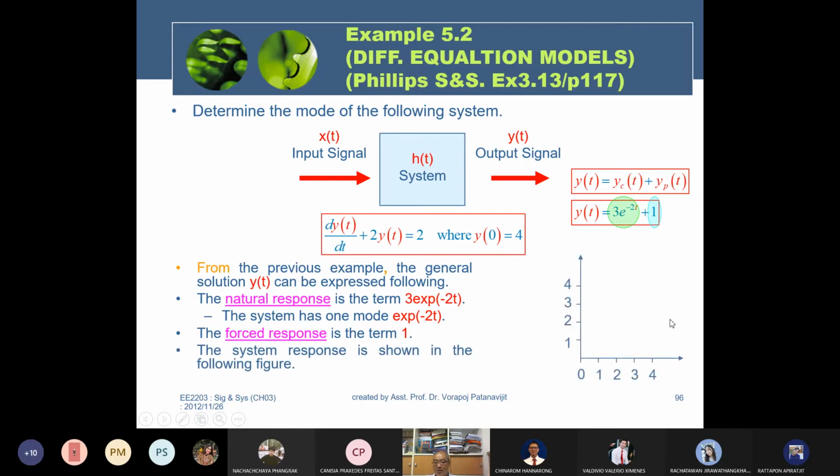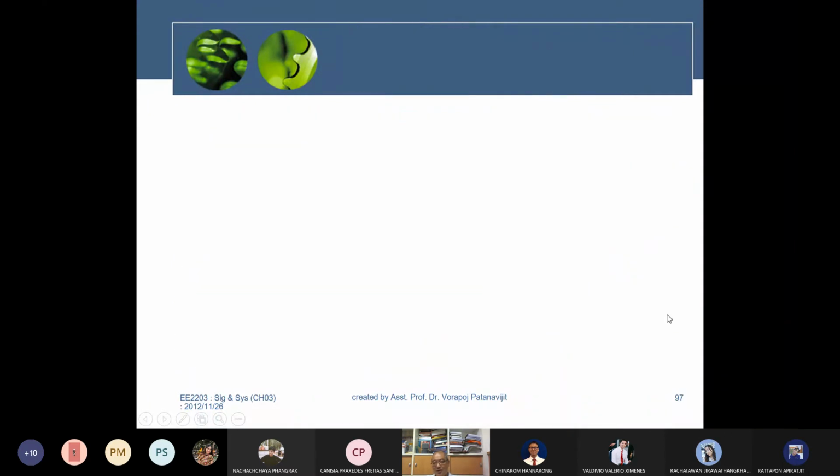The system response: when you plot them, you can plot them separately. Here, Yc will be the decaying exponential, and 1 is the constant. The overall, the red one, will be the sum of the complementary function and the particular solution.